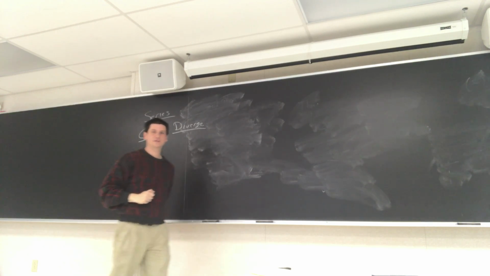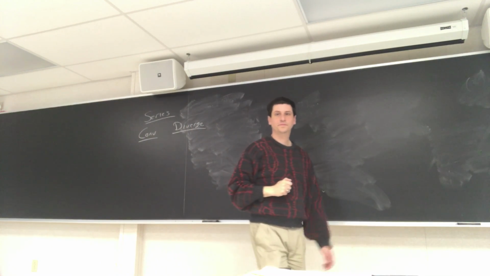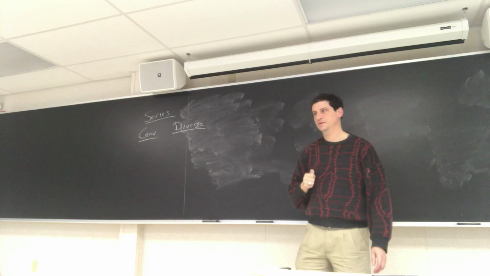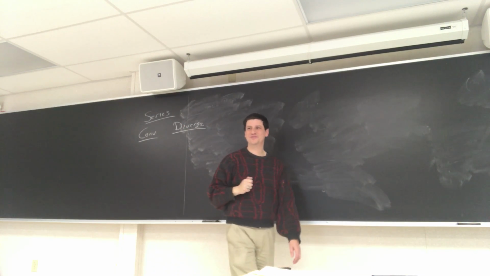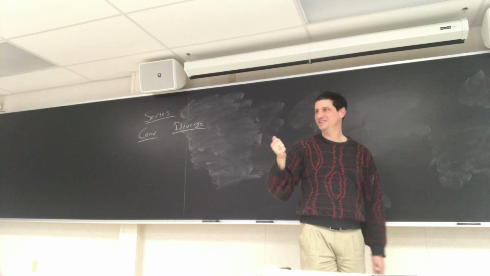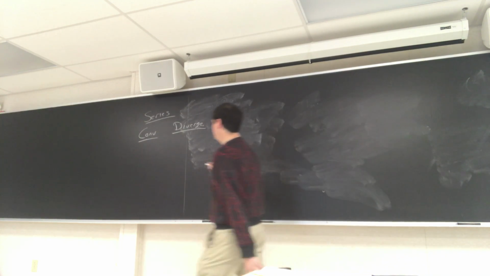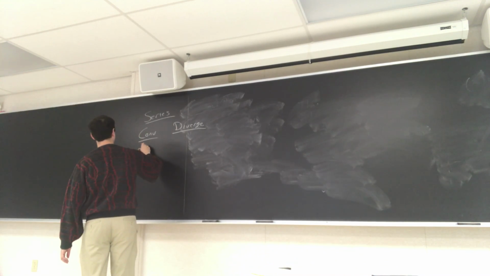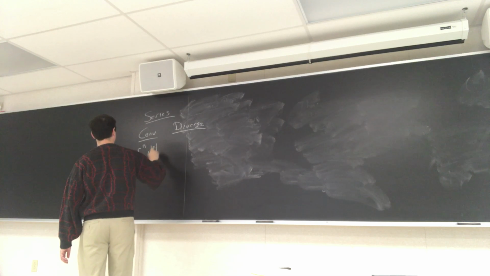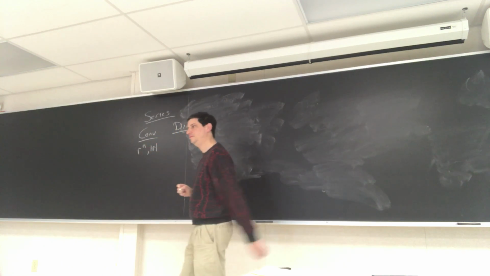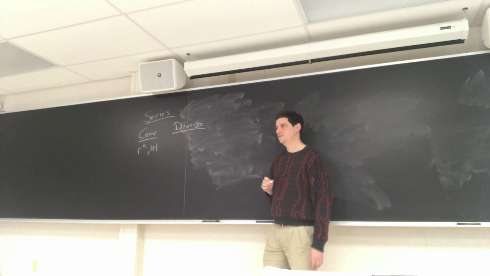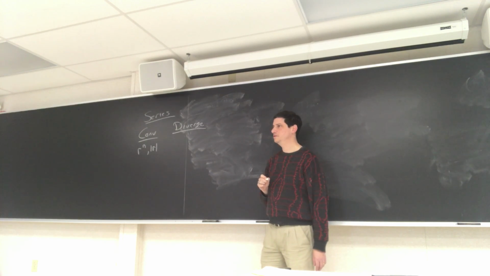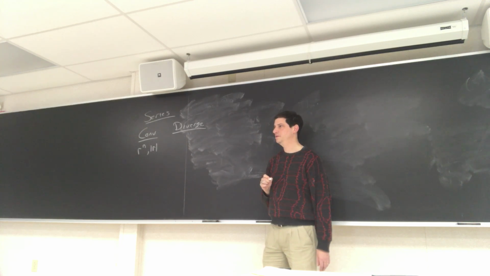Somebody give me a series that converges. 1 over n squared. We don't know that. We have not proven 1 over n squared converges. Yes? R to the n. R to the n. And what must be true about r? Must be positive. So if r equals 5, is that sufficient? How large can r be?